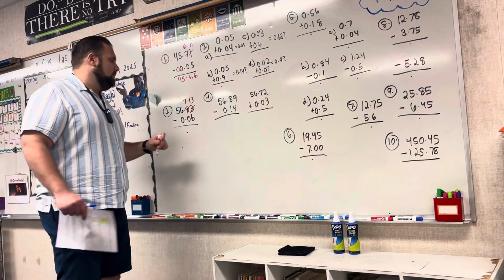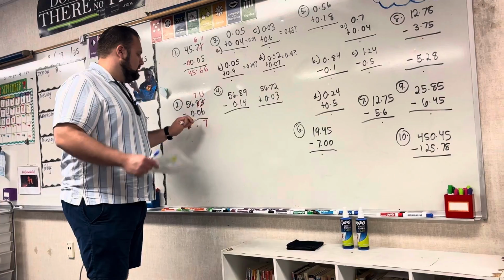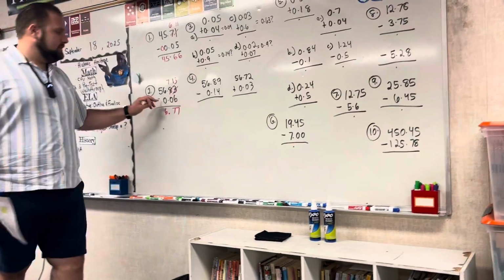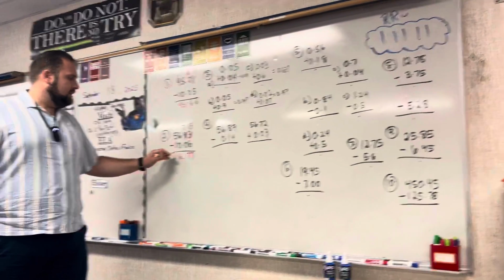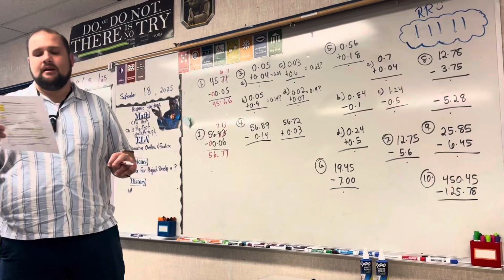Okay? All right. 13 minus 6 is going to be 7. 7 minus 0 is 7. 6 minus 0 is 6. And 5 minus that blank space, put a 0. 5 minus 0 is 5. So your answer is D, 56.77.